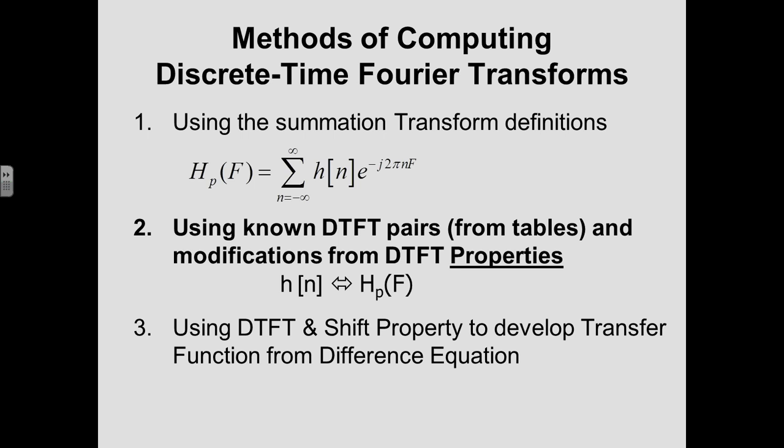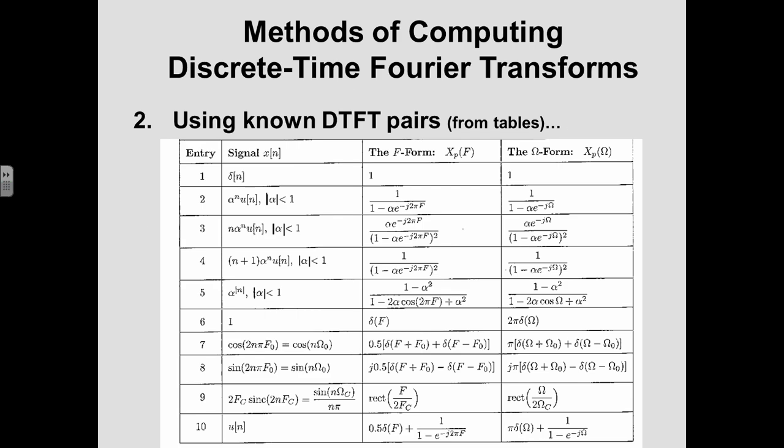So what we're going to need then is a table of values that we can work with, a table of transforms where we can look up time domain functions and find their discrete time Fourier transforms, or if we're doing an inverse transform, look up the F functions, the F forms, and see what their inverses are.